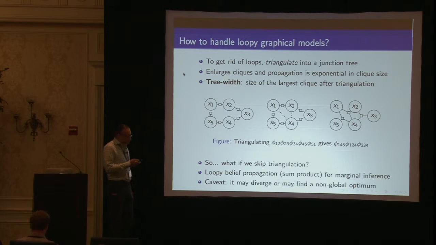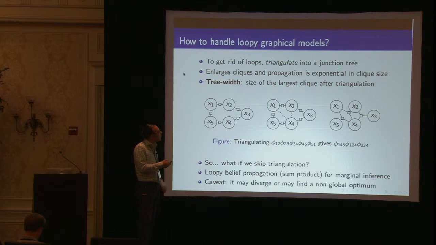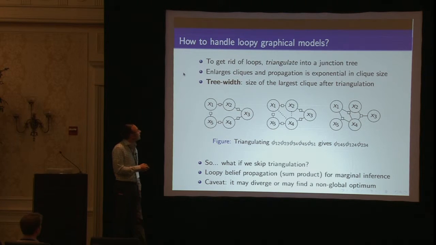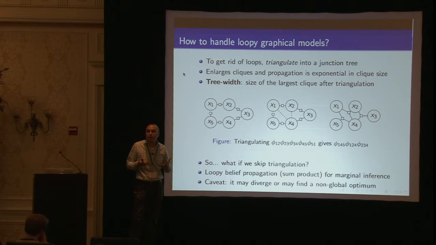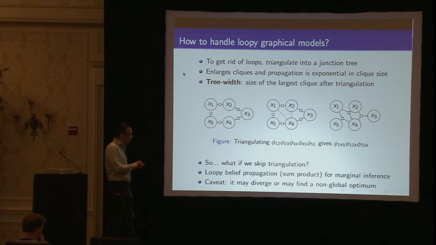If you don't have a tree, what you can do is you can still use this algorithm, but you have to convert your graphical model into a tree. And this requires a step called triangulation, which turns your graphical model into something called a junction tree. But this typically enlarges the cliques in your graphical model. And the propagation rules we just saw are actually exponential work in the clique size. So if you make big cliques, those little cute messages we were sending around become really painful to send around and very slow. And so here's an example of triangulation.